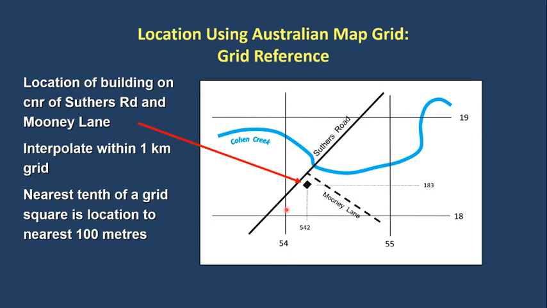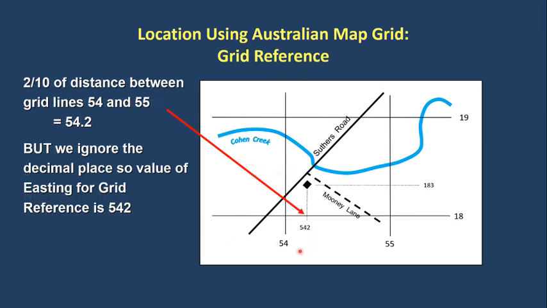Well, we can interpolate this grid. It's not that hard to break it up into tenths and actually give the nearest tenth of that grid square, and that gives us a location to the nearest 100 metres this way and the nearest 100 metres that way. So that means we actually end up with a much finer resolution on the actual use of the grid system. So let's see again how we would do that. You can see here, giving the easting first again, remember, we're 2/10 of the way between 54 and 55. So 2/10 of the distance would be 54.2, but we ignore the decimal place just to make life easy.